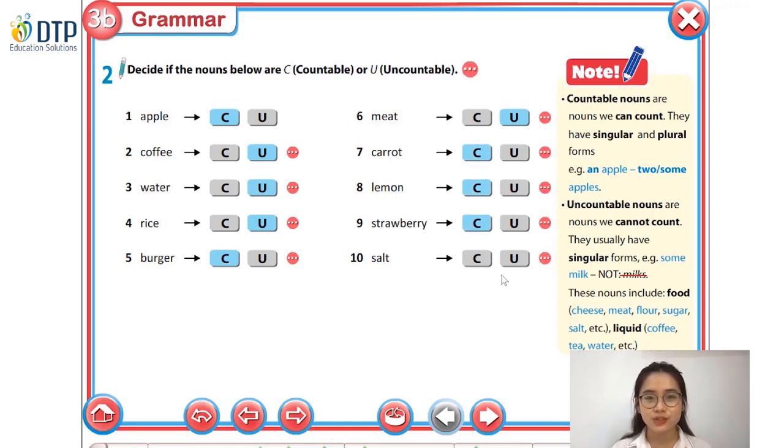And the last one, salt. Và từ cuối cùng nghĩa là muối. Vậy chúng ta có bao giờ đếm một muối, hai muối, một hạt muối, hai hạt muối không nhỉ? Yes or no? Of course no, right? So it should be uncountable.